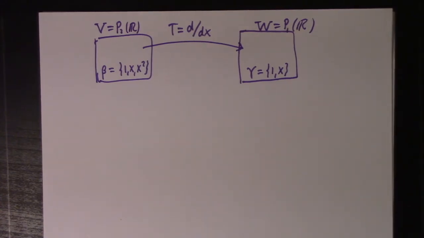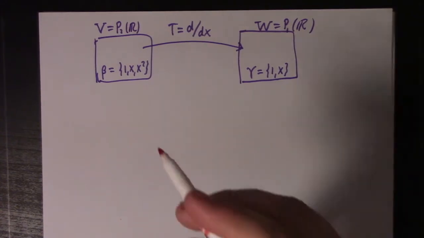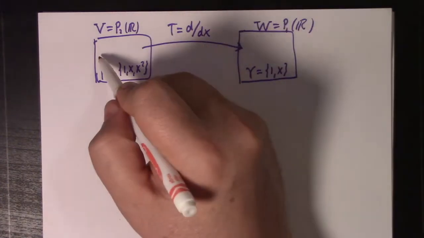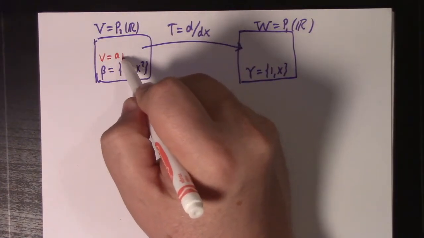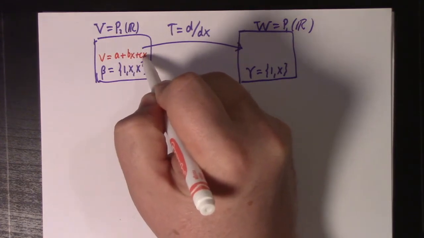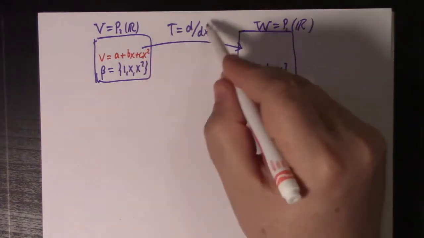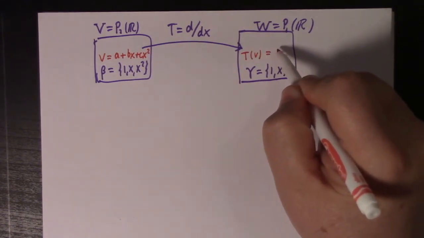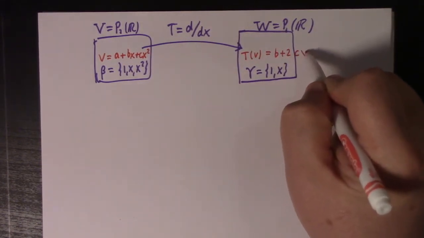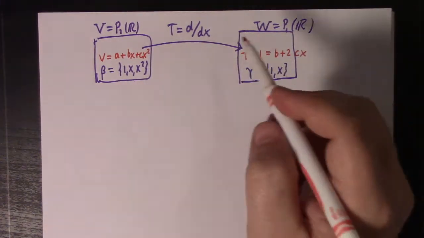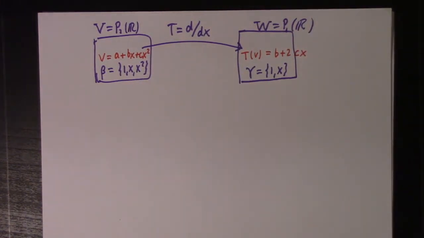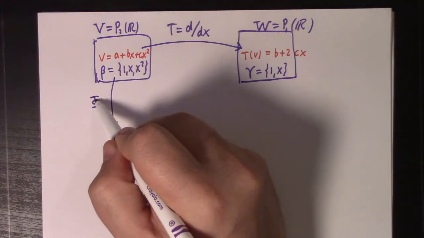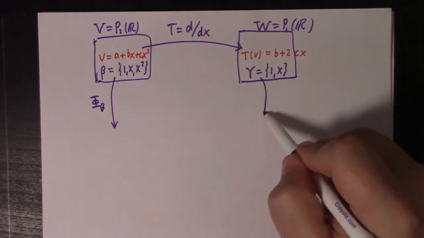So, here's the deal. You have to take a generic element in the domain. In this case, a generic element V would be a + bx + cx squared, right? I feed it to the differentiation operator and I get T of V. That's going to be b + 2cx, right? Then what I have to do is see what happens to those under the beta coordinate map and the gamma coordinate map.